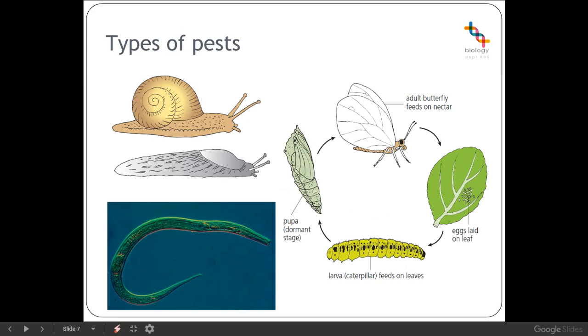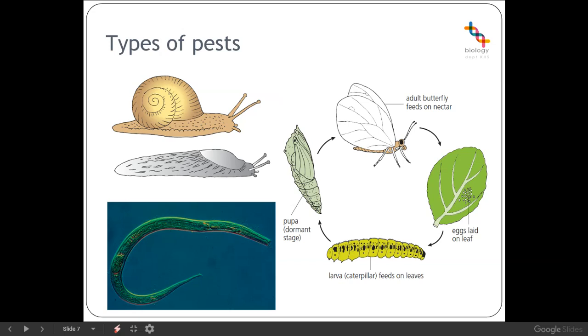We also have the issue of pests among crop plants. Most of them are invertebrate pests, which generally destroy the leaves. That's going to reduce the ability of the plant to carry out photosynthesis and therefore their ability to produce sugar, causing a reduction in yield and growth.